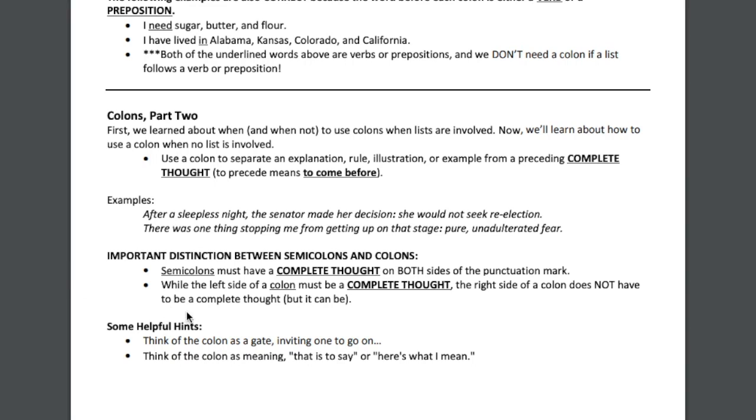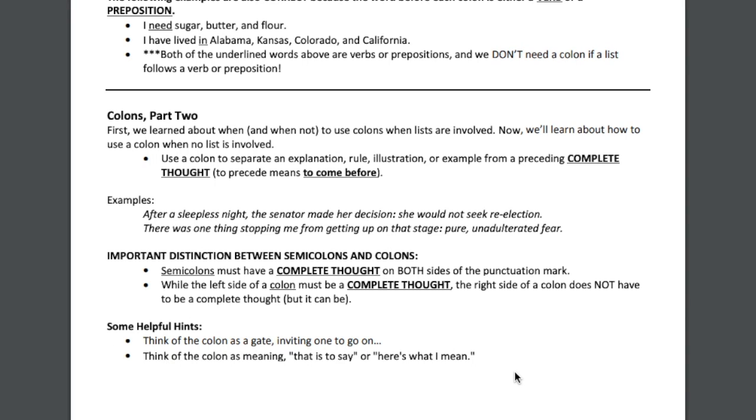So one distinction between semicolons and colons. When you use a semicolon, you have to have a complete thought on both sides of the punctuation mark. When you use a colon, you only have to have a complete thought on the left side of the colon. The right side can be a complete thought, but it does not have to be. So I will tell you this, the ACT will not ask you to choose between a colon and a semicolon. So if those are two options, that means the question is asking you about something else. They will not ask you to choose between those two because oftentimes you could use either or.